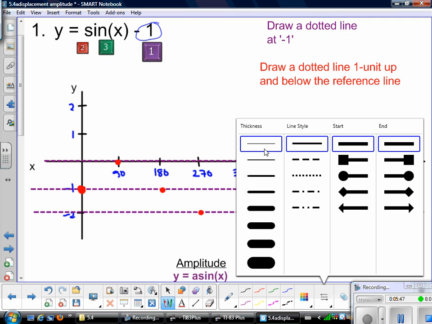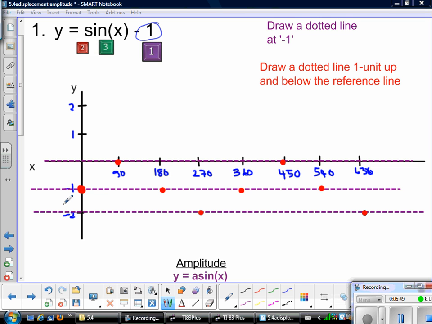Here is our nice smooth curve. It's not a pointy graph. I said I was going to put arrows, but I'm going to put my line up a little bit because I know I can't go below that dotted line. And so there's the graph. It's that simple. All this does is change where the middle of the graph goes.